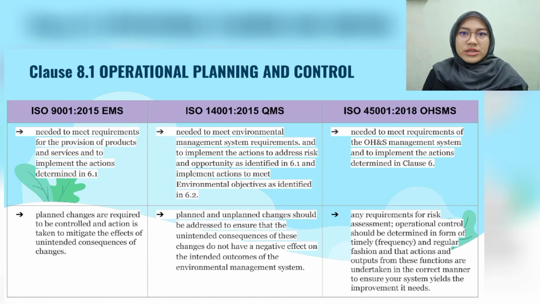Next, the planned changes are required to be controlled and action is taken to mitigate the effects of unintended consequences of changes as stated in ISO 9001, whereas ISO 14001 state that any planned and unplanned changes should be addressed to ensure that the unintended consequences of these changes do not have a negative effect. Meanwhile, differ with ISO 45001, any requirements for risk assessment, which is operational control, should be determined in form of timely, which is frequency, and regular fashion, and the action and outputs from these functions are undertaken.